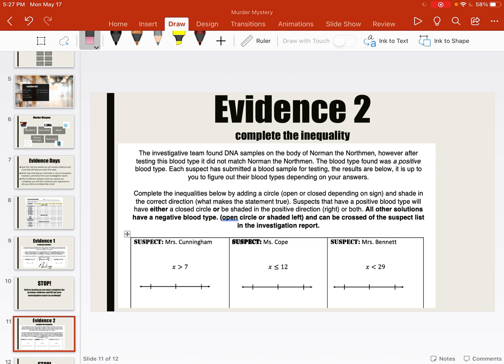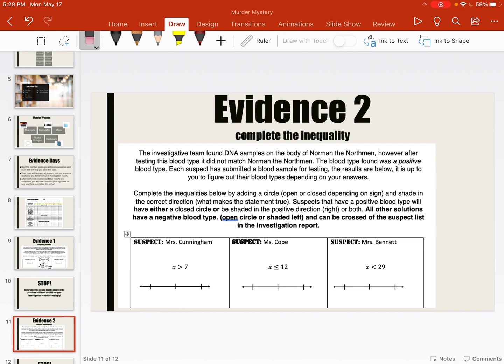Evidence 2 says complete the inequality. The investigative team found DNA samples on the body of Norman the Northman. However, after testing the blood type, it did not match Norman the Northman. The blood type found was a positive blood type. Each suspect has submitted a blood sample for testing. The results are below. It is up to you to figure out the blood types depending on your answers. It says complete the inequalities below by adding a circle, open or closed depending on the sign, and shade in the correct direction. What makes the statement true?